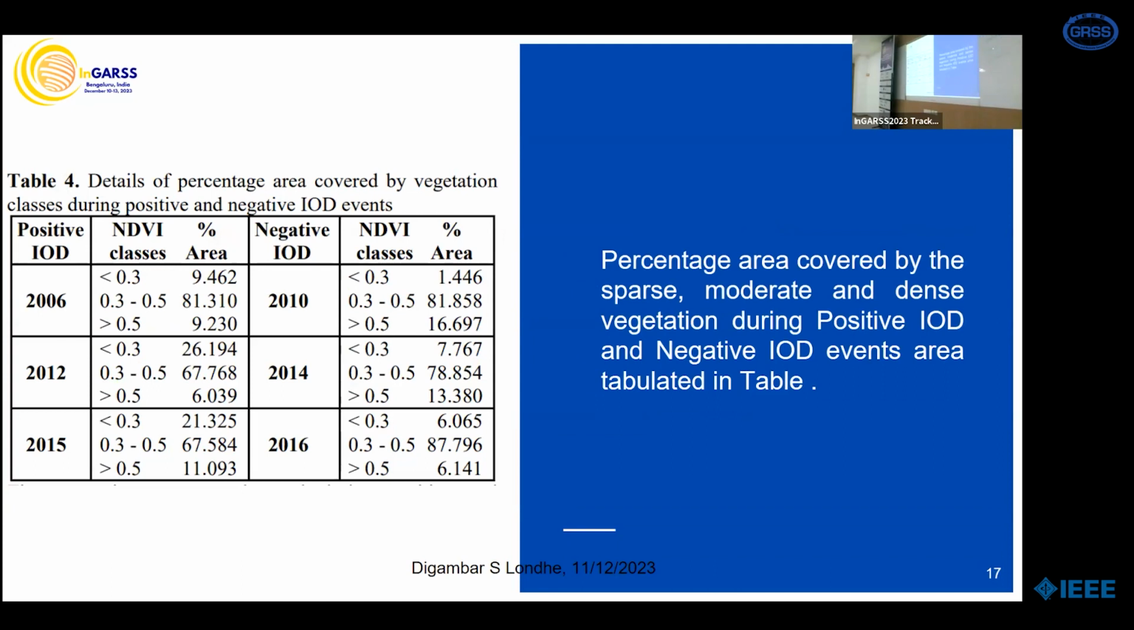So these are the percentage areas calculated from the spatial variation maps. Here also we can see that the major area is covered by sparse vegetation and moderate vegetation, and sparse vegetation is more during positive IOD events as compared to negative IOD events.